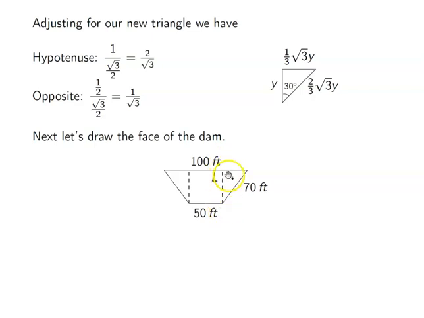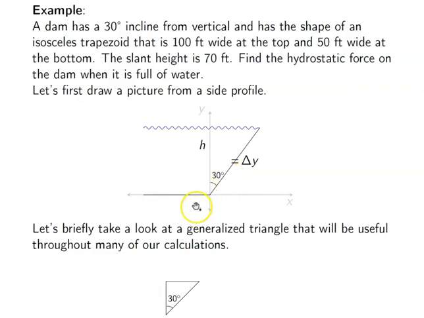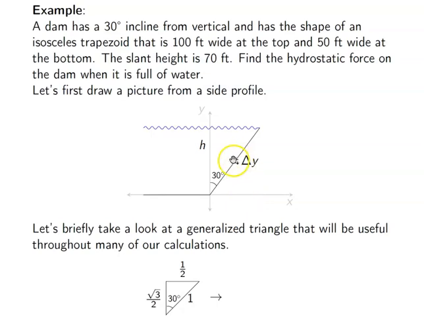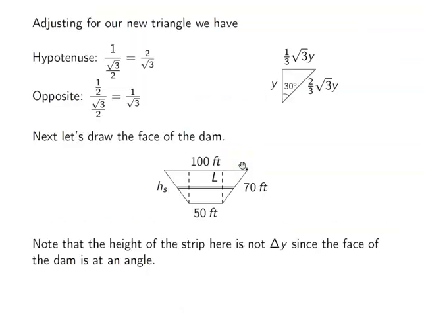From top to bottom of the face of the dam, I need to know what that height is. We're going to call it L. L is from the top of the dam to the bottom of the dam, or vice versa. My slice is going to go across the face of the dam. It's still going to go across the face of the dam. It's just not a straight line. It's a straight line, but it's a slanted line.